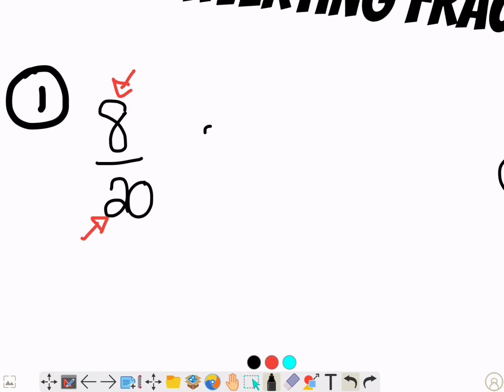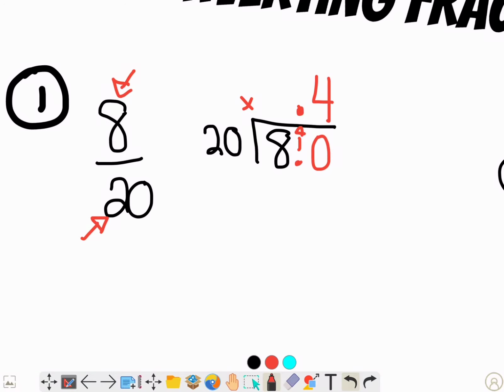So if we put 20 outside the house and 8 inside the house, 20 cannot go into 8. But I can put a decimal and a 0, put a decimal down here, I need to put a decimal right here, and ask myself how many times can 20 go into 80? Well, what times 20 gets me close to 80? 4. What is 4 times 20? 80. And what is 80 minus 80? 0. So that means that 8 over 20 is the same exact thing as 4/10.